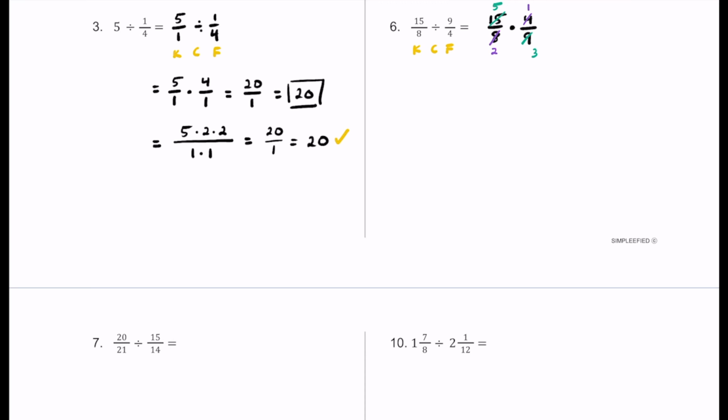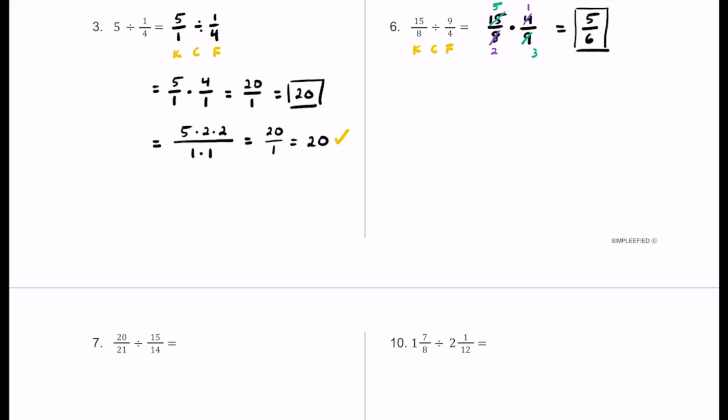All right, so now on top here, I think everything's relatively prime with everything on bottom, so 5 times 1 is going to be 5. And then on bottom, 2 times 3 is going to be 6. So I'm getting 5/6 here for our quotient, or the answer to this division problem.